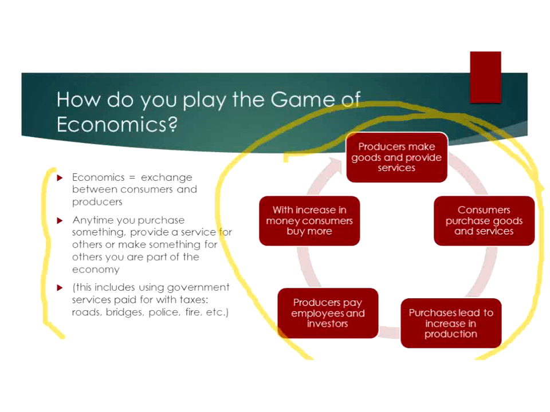So it can start with the producers making goods and providing services. Then the consumers are going to purchase those. Those purchases are going to make that producer make more. And then the producers are going to pay their employees and investors. And then with that increase in money, the consumers are going to buy more. Producers are just going to end up making more and selling more. And it just keeps going and going and going.